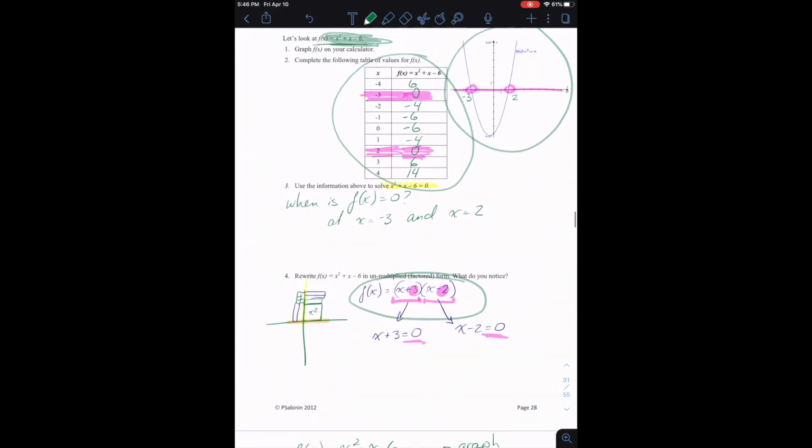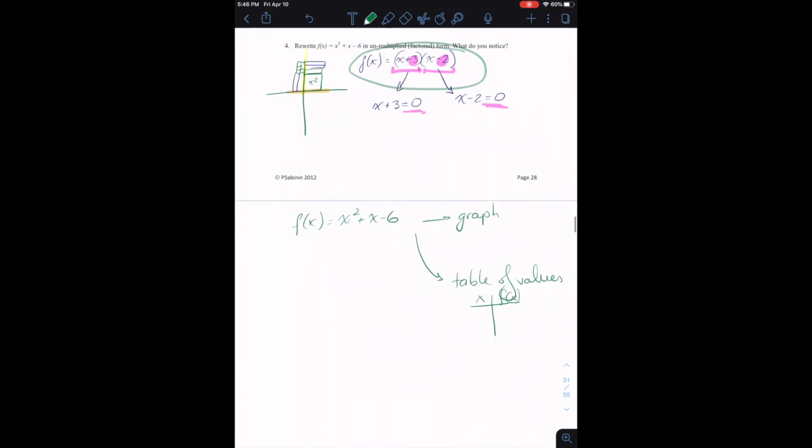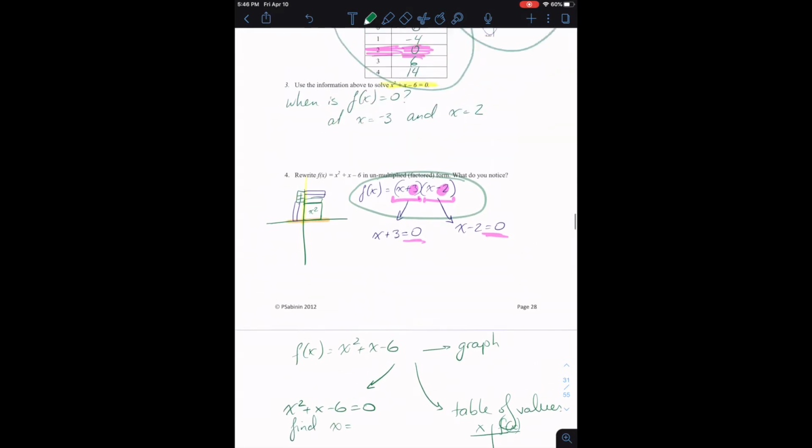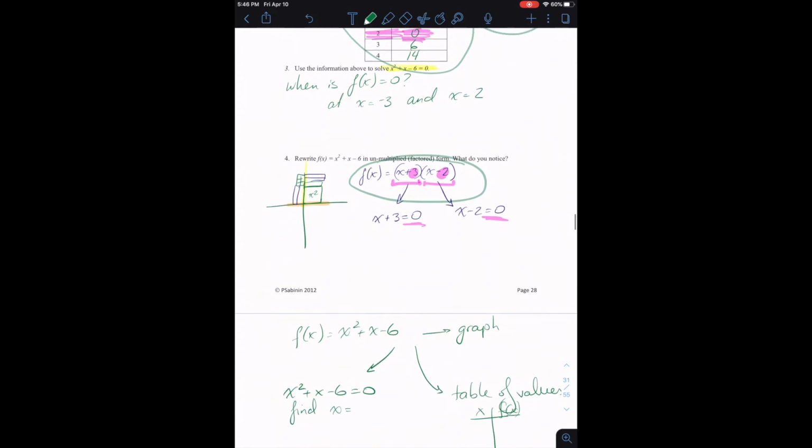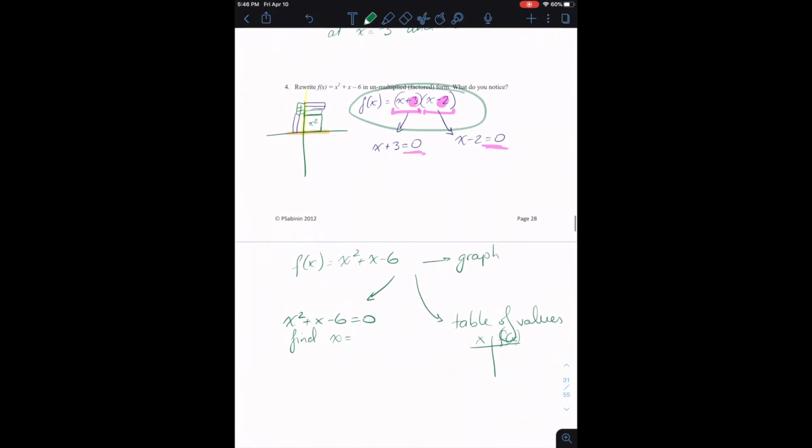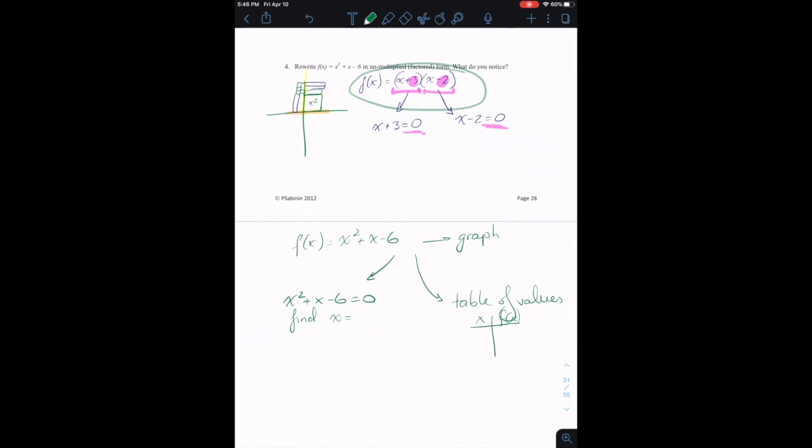We also found a situation where the value of that function was 0. So we said, all right, well, we can actually find when that equals 0. Okay, so find values of x. And then we also took this and we rewrote that as a factored form.